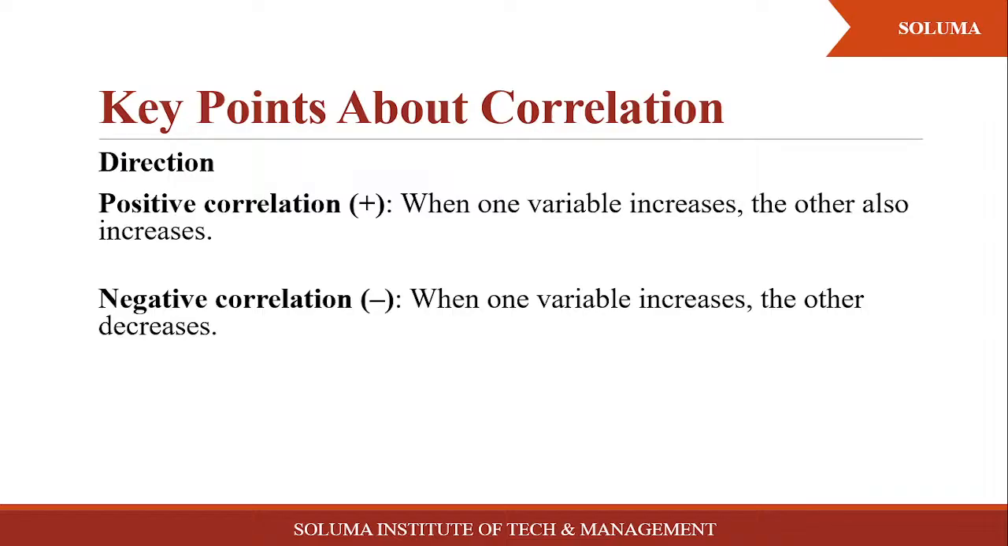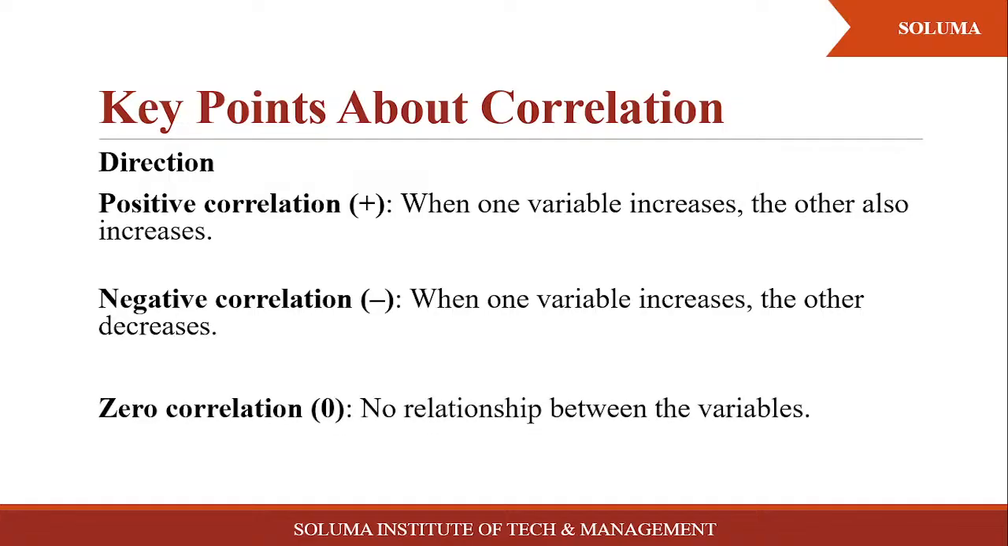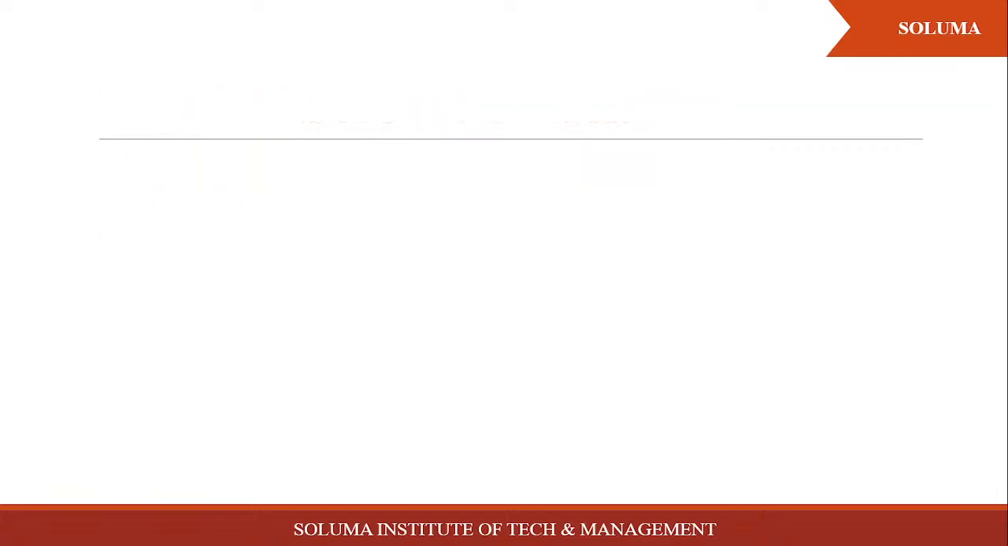Now, negative is an inverse proportion relationship. It's an inverse proportion, where an increase in one leads to decrease in the other. Then no correlation means there is no relationship at all. These are key points about correlation.